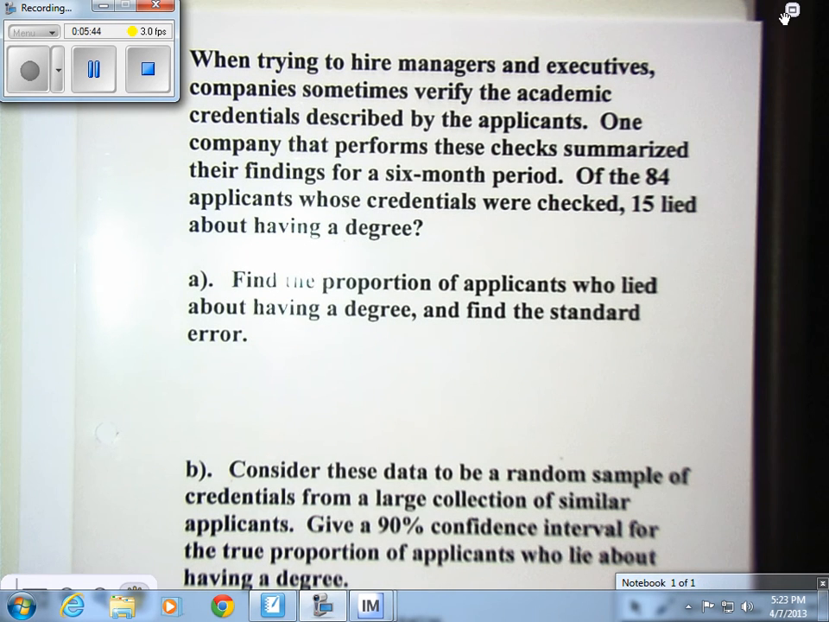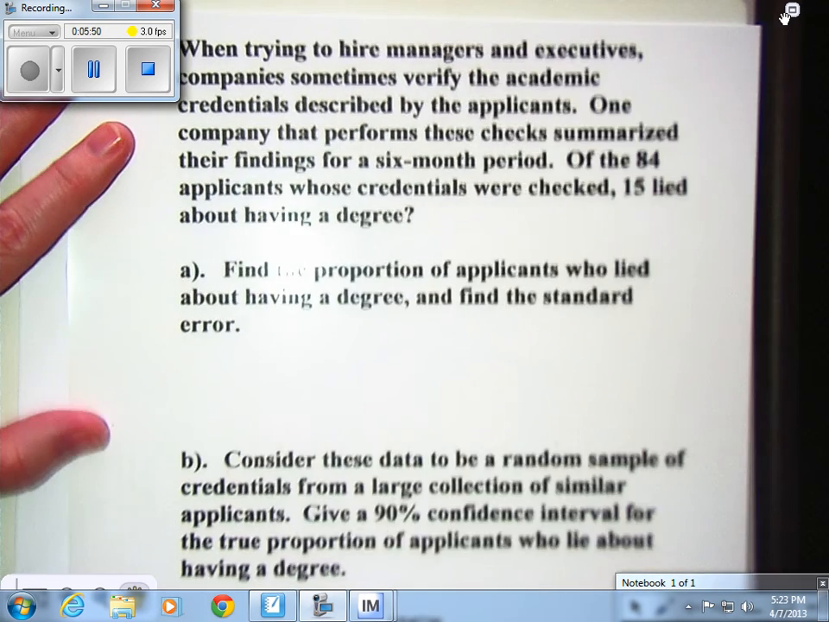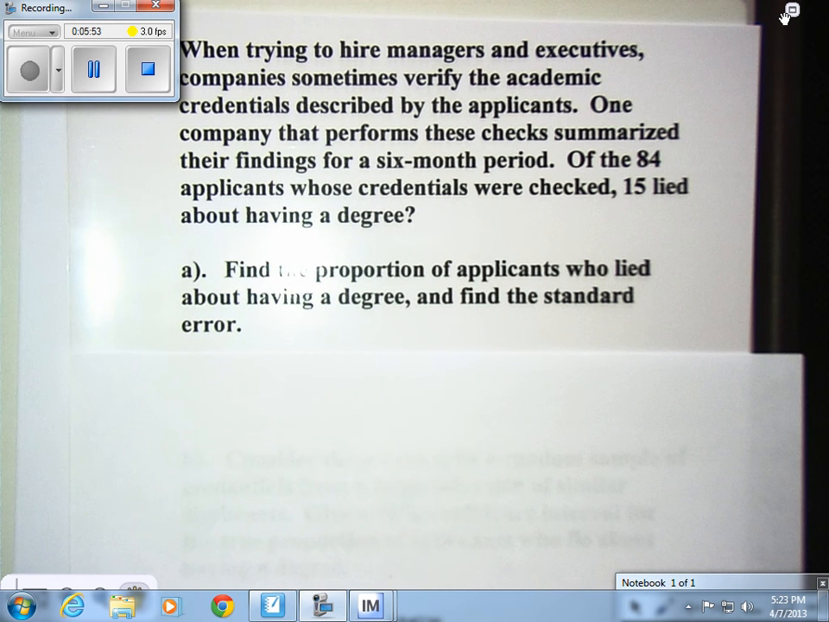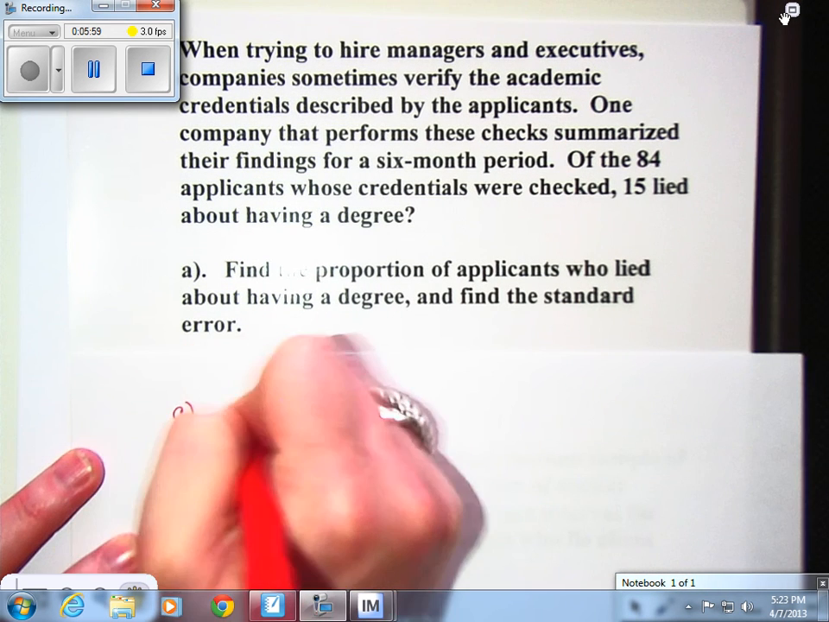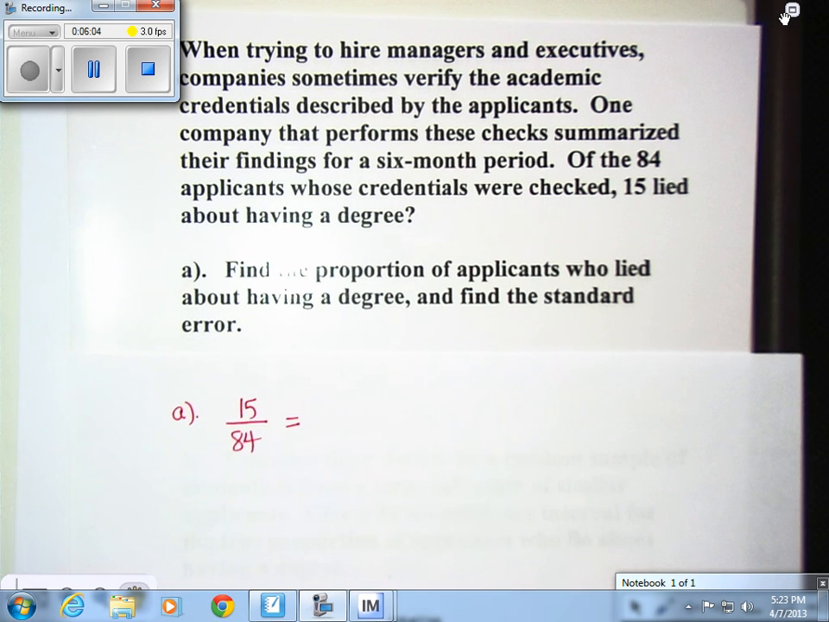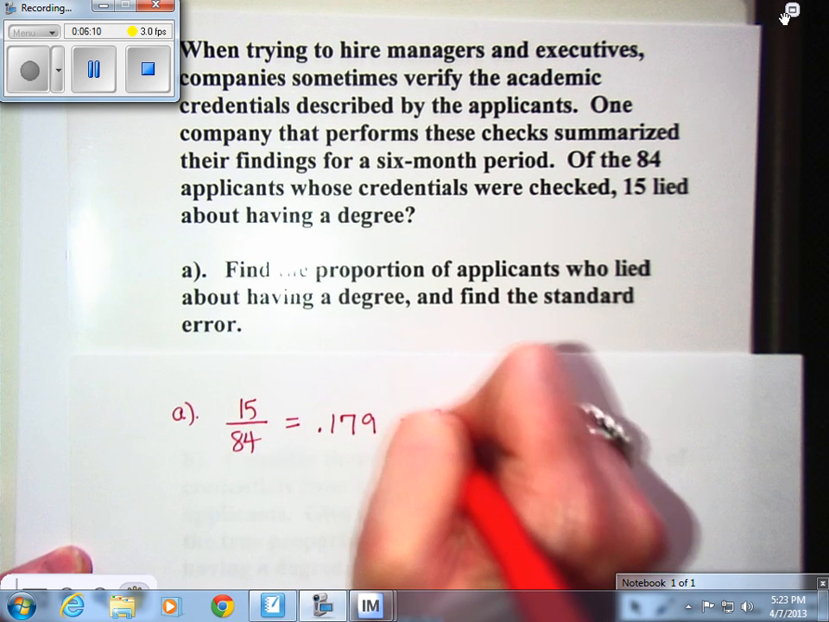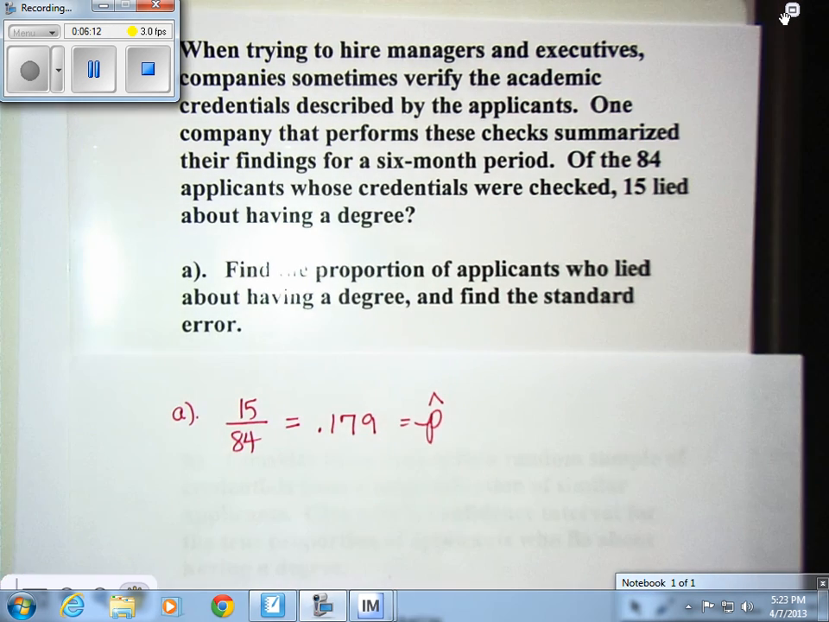In order to do that, to find our proportion, remember we're going to find our number of successes, and we're going to divide it by our sample size. So in this particular problem, our number of successes is how many people said that they lied. So in ours, that's going to be 15 out of our sample size, which is 84. So if we take 15 divided by 84, we get about 0.179. So this is what we consider to be p hat. That is the proportion of our sample who said that they lied.